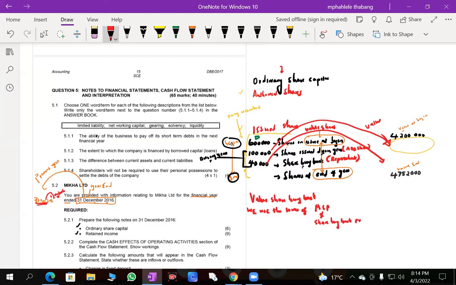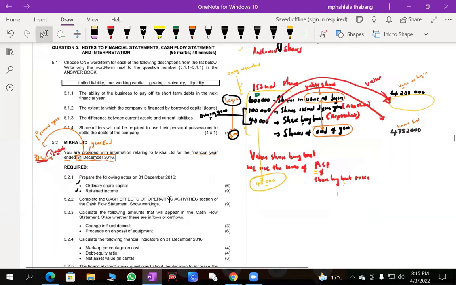So in this case, we need to be very careful when we value our shares. How many shares? We are talking about 40,000 shares that we bought back. So really, when we value these 40,000 shares, we use the lower. We need to check very carefully which one is the lower price between the average share price and the share buyback price.